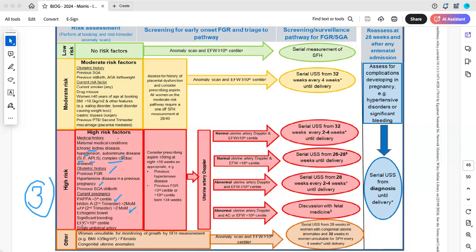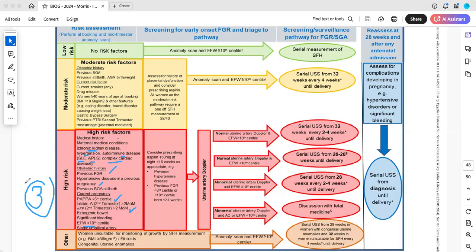Estimated fetal weight less than the 3rd centile. So yes, I am doing a growth scan, or even an anomaly scan, and I found that the baby is less than the 10th centile. With or without abnormal Doppler, it's here in this group, the high risk group. In the current pregnancy, not the previous one. Single umbilical artery, if it is detected. This is also high risk of small for gestational age. Okay, guys? So what is this orange group?